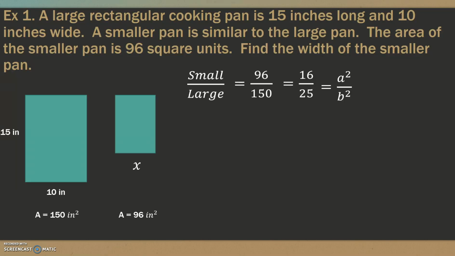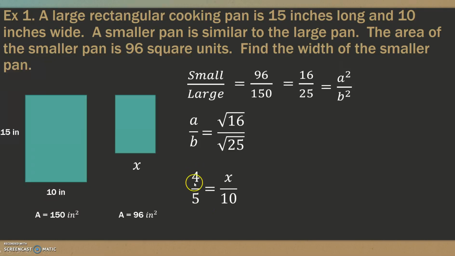So what I need to find the width is a and b. And so what that means is I'm going to have to take the square root of 16 and 25 to find out what a and b are. So the square root of 16 and 25 is 4 over 5. So that means that's the ratio we're going to use.